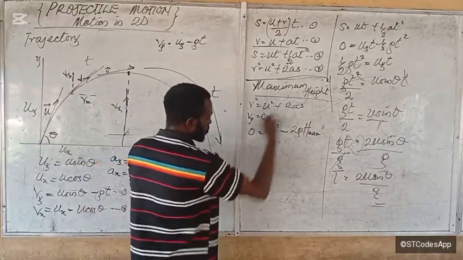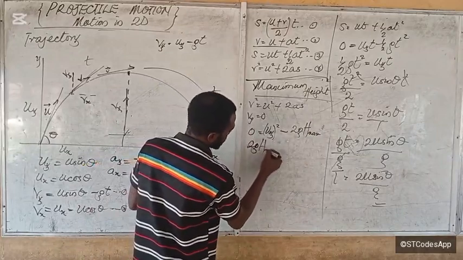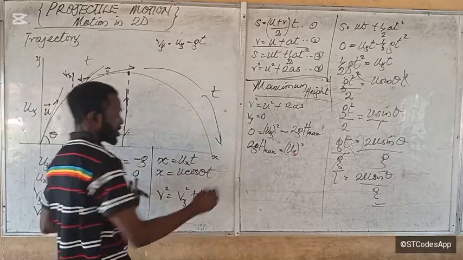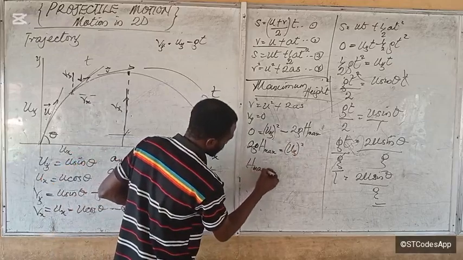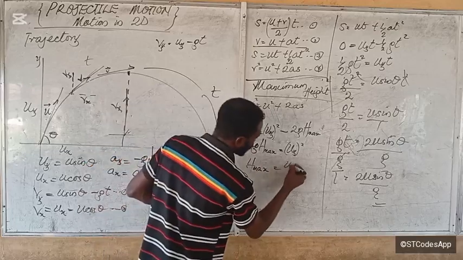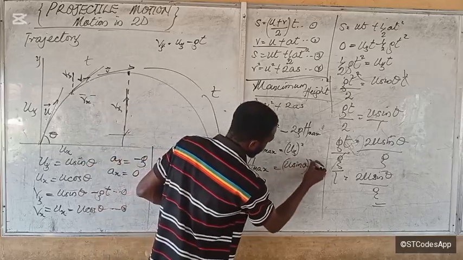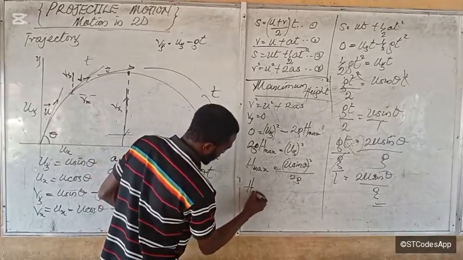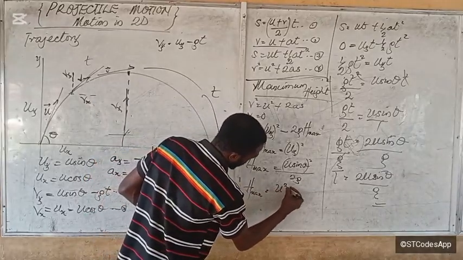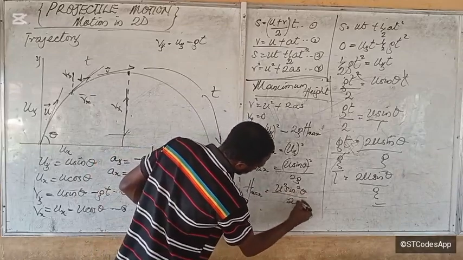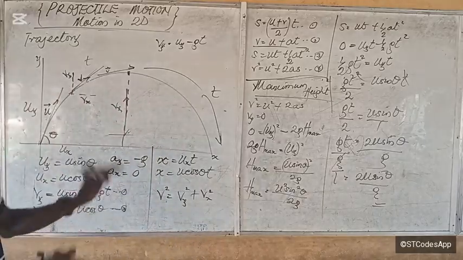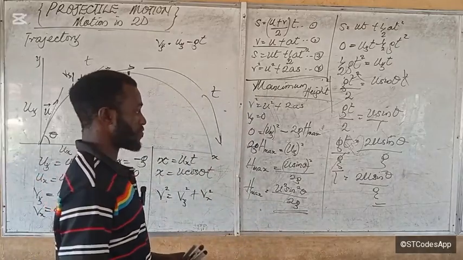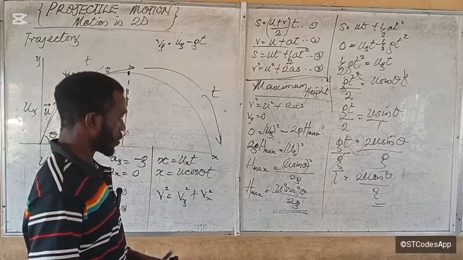All right? So this guy comes here and we have 2g h max is equal to u sub y all squared. Now what's u sub y? u sine theta. So we have that h max will be equal to, by the time you divide both sides by 2g, u sine theta all squared over 2g. So you can write this in the standard way by saying h max is going to be u squared sine squared theta over 2g. Does that make sense? So this is the formula for maximum height. Okay?